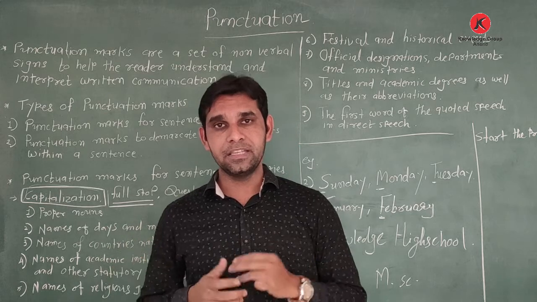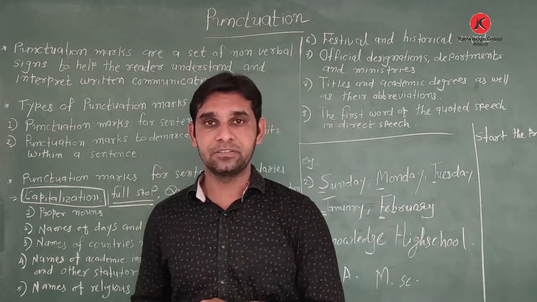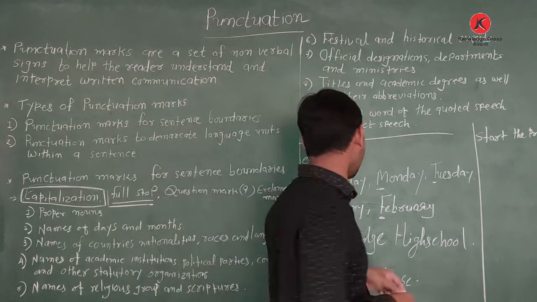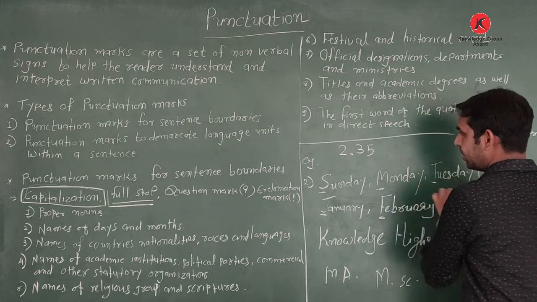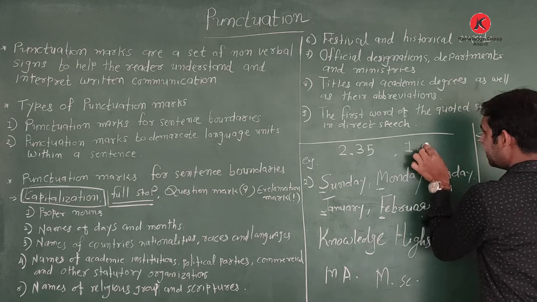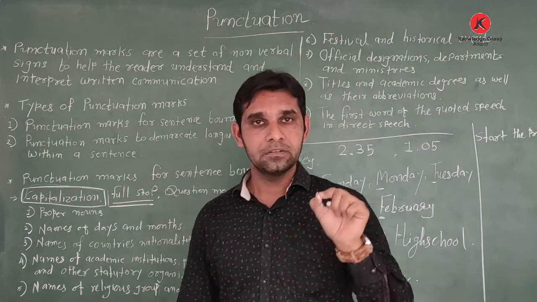Other than these two, we also write the full stop in decimal fractions, such as 2.35, 1.05. So in a decimal fraction we write the full stop.